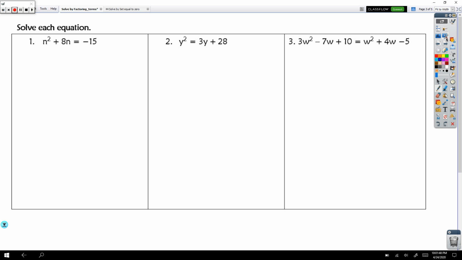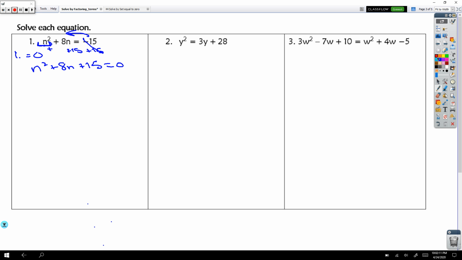Alright, so again, step 1, get it equal to 0. So here is the squared term. It's already positive, so I want to move everything to the left side. So we're going to add the 15 over. So I would have n squared plus 8n plus 15.